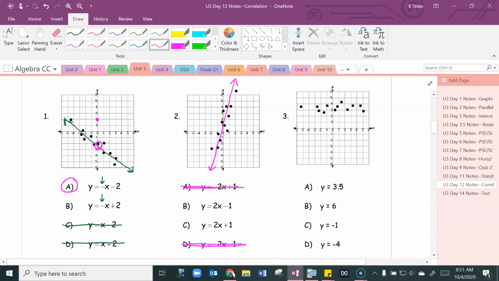All right, and now I'm going to look for my y-intercept, which is right about here, a 1. And that would be option C, because again, option B has a -1. Okay, our line isn't going through the negatives there.